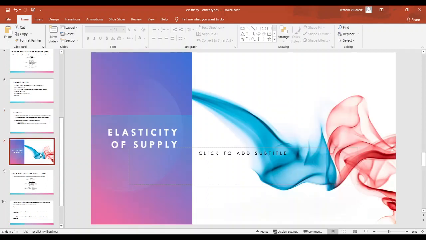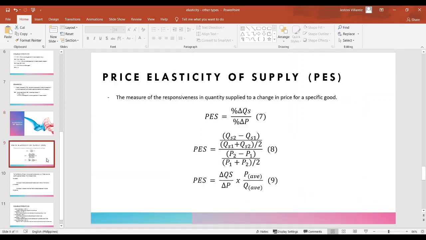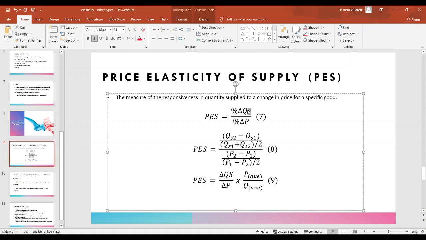Now, let's proceed to elasticity of supply. So still the same concept as the price elasticity of demand. The only difference is we'll focus on the supply side. So instead of using QD, we'll use QS, and the price of the product. There's not much difference, same process, same method.